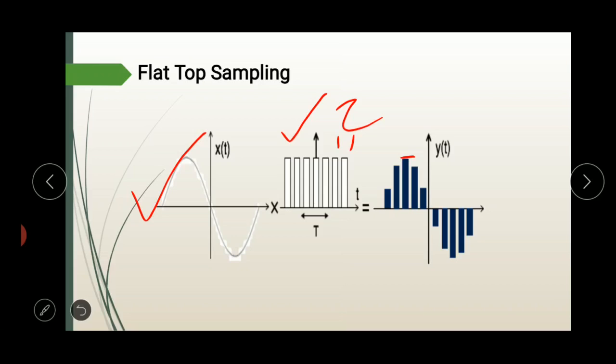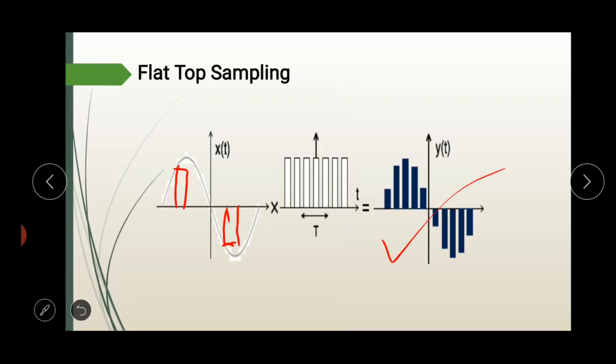And the amplitude, when it is converted into samples, takes the value of the starting of the pulse and maintains it throughout the width of the pulse, like this. If this one is the starting of the pulse, then it maintains that value throughout its pulse. Okay, so like this we get our sample.